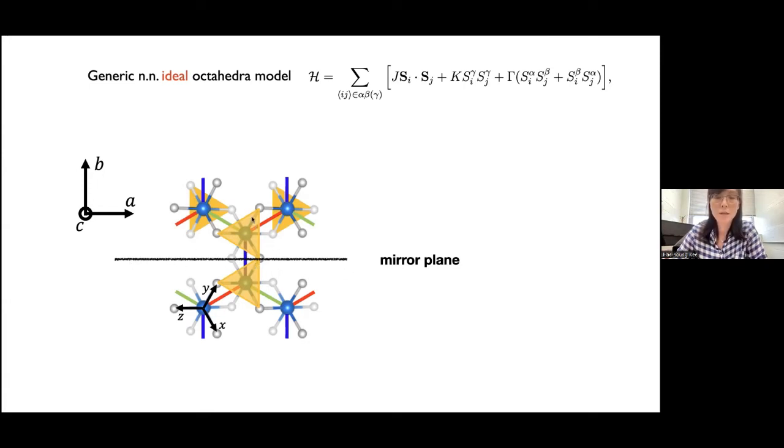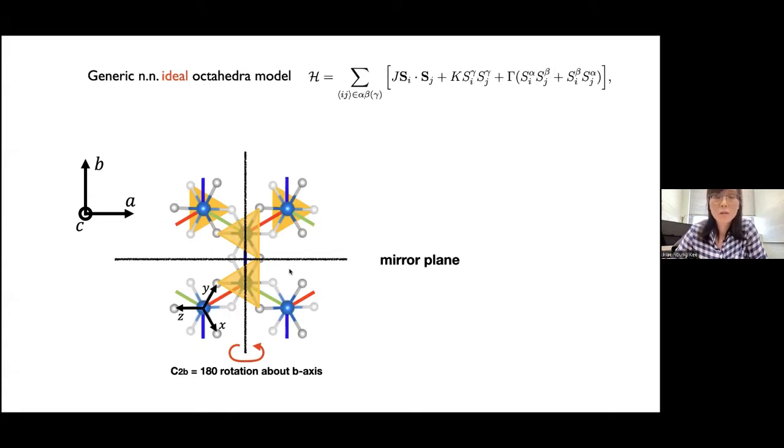You can see the mapping from this triangle to that triangle. And that's equivalent to the C2B, meaning it's a 180 rotation around the B axis. So that symmetry is preserved. That means that the Hamiltonian under this C2B or AC mirror, the Hamiltonian has to be invariant.